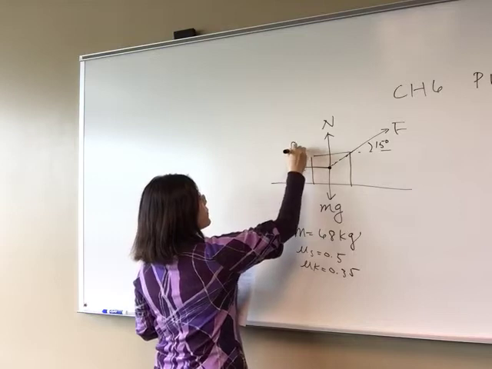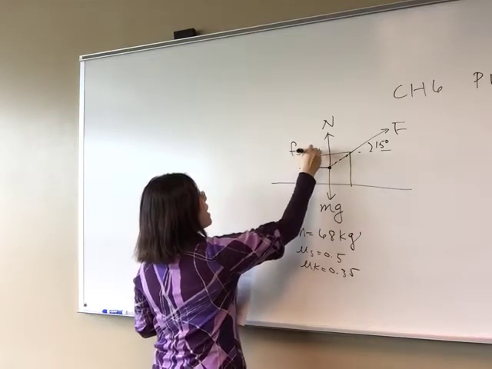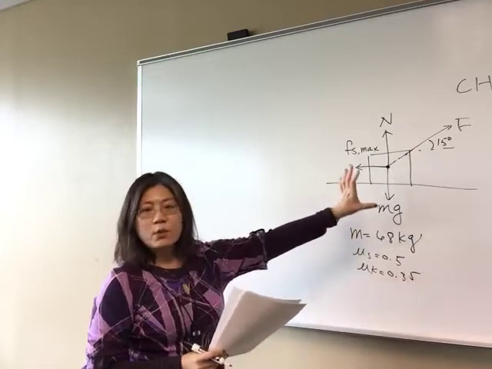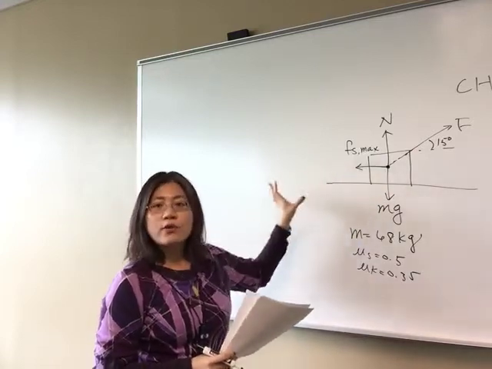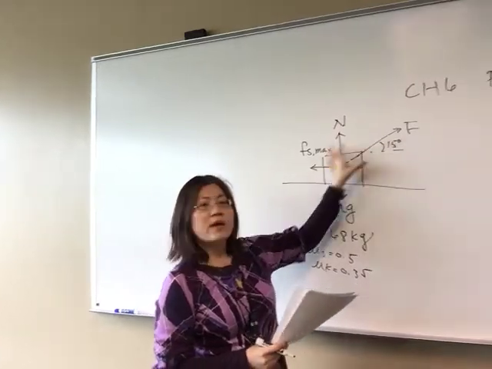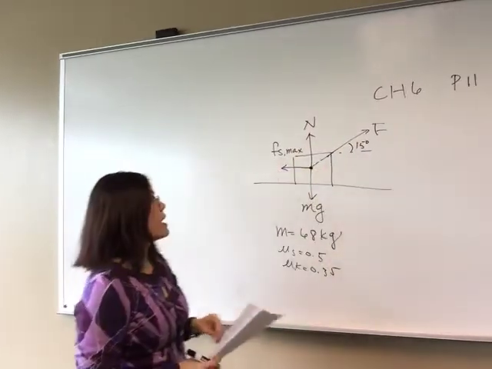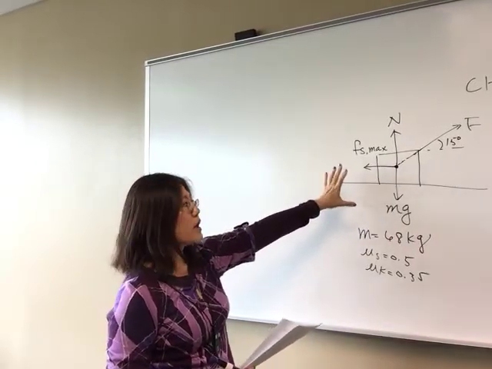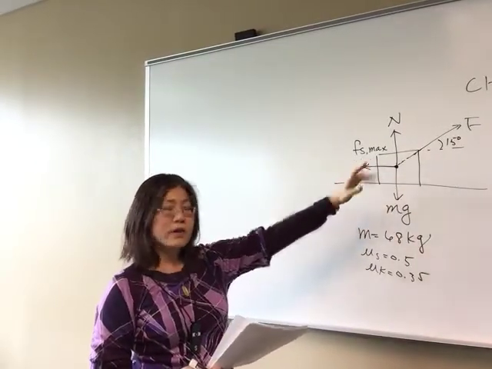In this case, we want to find what will be the maximum static friction. Once the force is greater than the maximum static friction, the whole thing will start to move. So you're asked to find the minimum force that will get this whole thing moving. You can see that this is very similar to what we had for problem 9, except that now the force is in that direction.